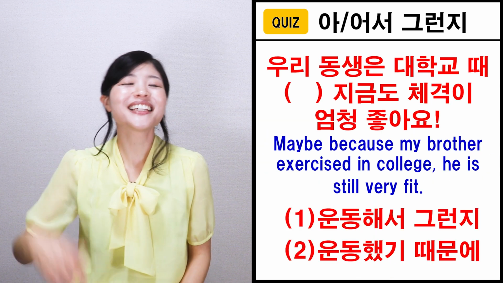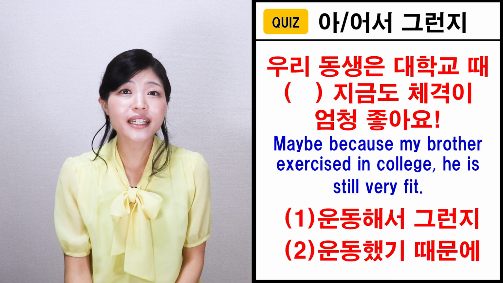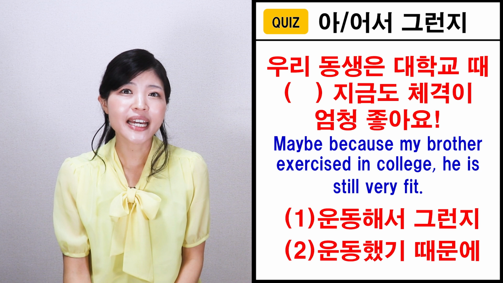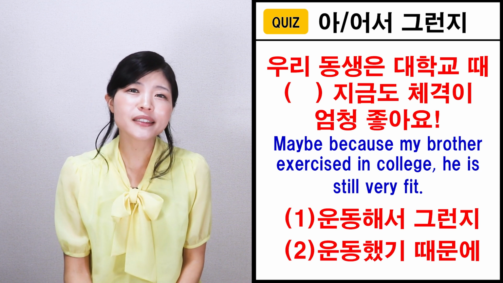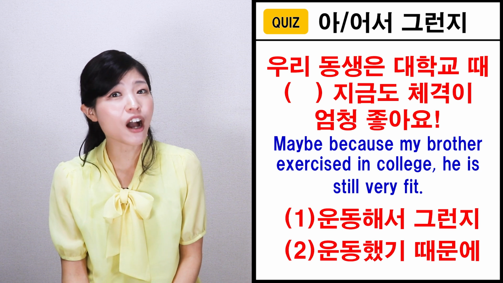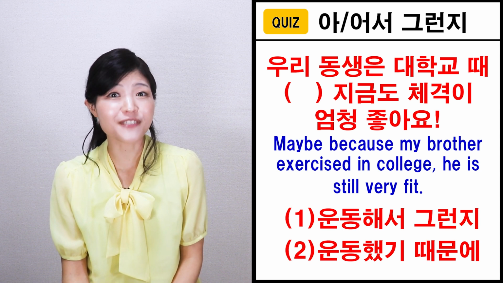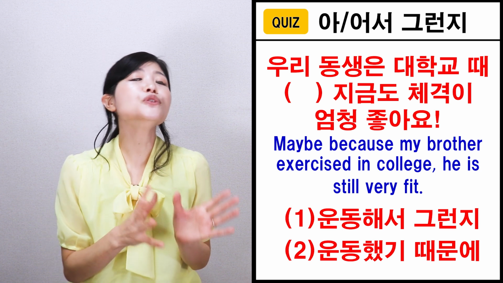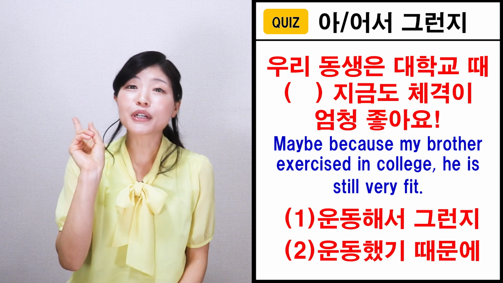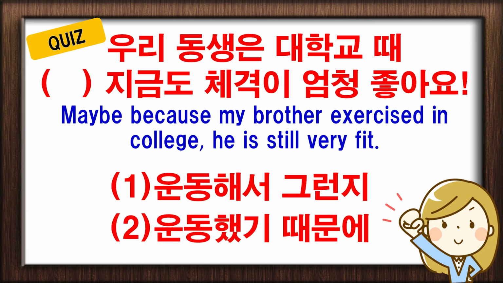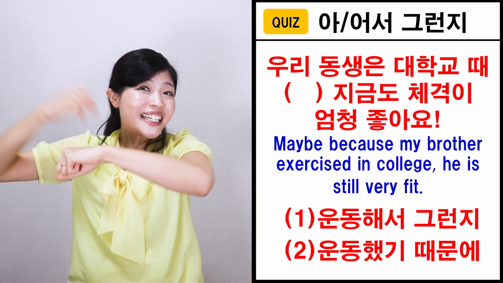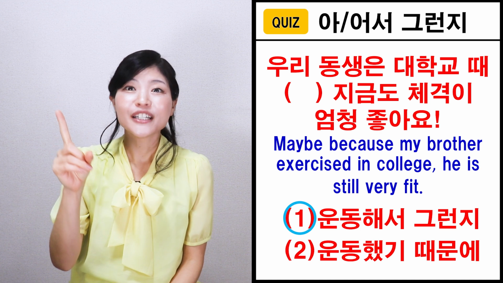Now, let's look at the next quiz. 우리 동생은 대학교 때 ___ 지금도 체격이 엄청 좋아요. Maybe because my brother exercised in college, he is still very fit. Number 1, 운동해서 그런지. Number 2, 운동했기 때문에. The correct answer is number 1.